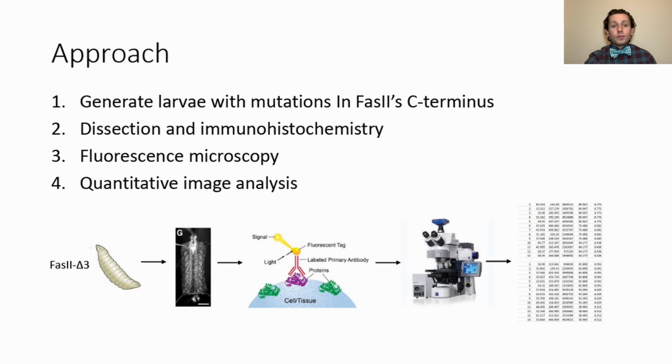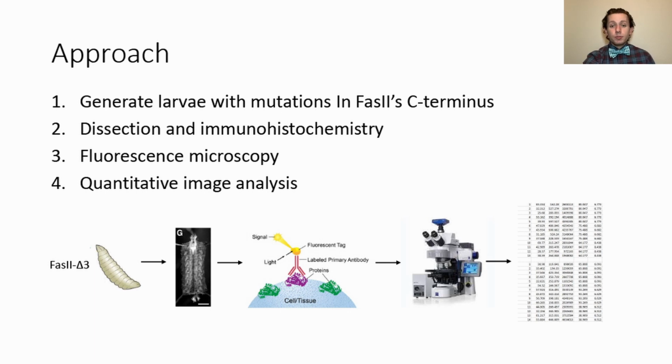The approach that I've taken to investigate these hypotheses has been to first generate larvae with mutations in the Fas2 C-terminus. For this, I have been using a mutant Drosophila line that was generated with CRISPR-Cas9 gene editing by my former mentor, Aurelia Maxon. This line, Fas2 delta 3, has a deletion of the PDZ interaction domain of Fas2. Using the Fas2 delta 3 larvae, I'll then dissect them and expose their body wall muscles and perform immunohistochemistry to stain for relevant proteins of interest, including both DLG and Fas2.